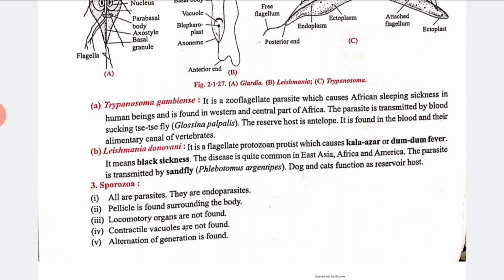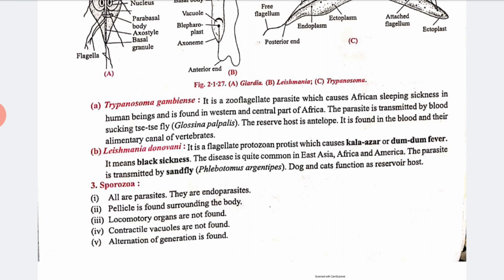It is a zooflagellate parasite which causes African sleeping sickness, as we are already aware by this word sleeping sickness, in human beings. It is found in the western and central parts of Africa. Okay, and the parasite is transmitted by the blood sucking tsetse fly, right? Yes.